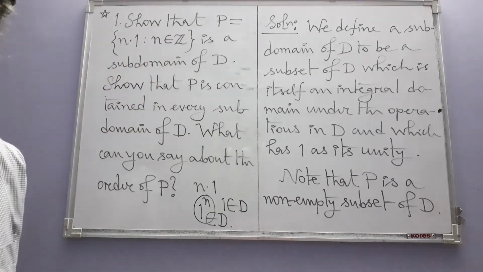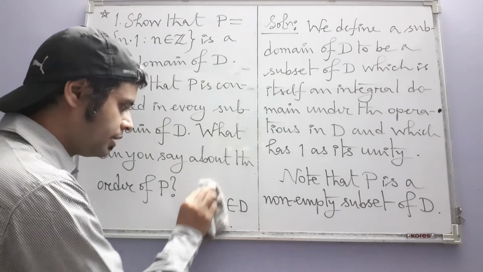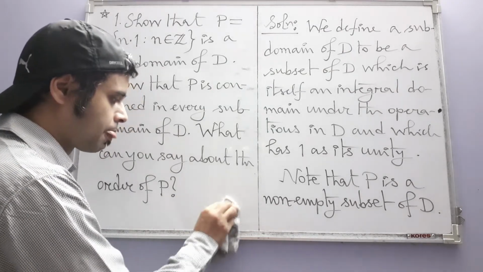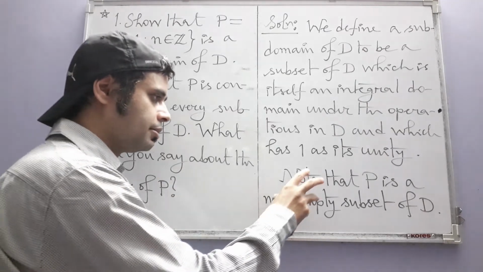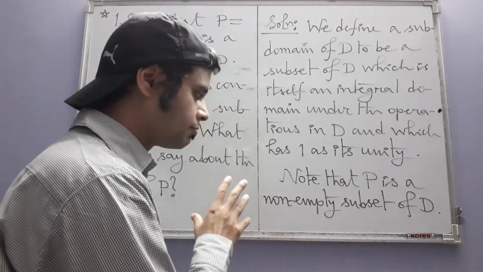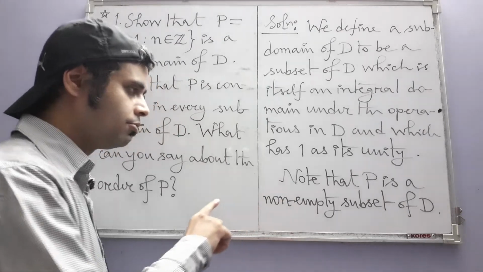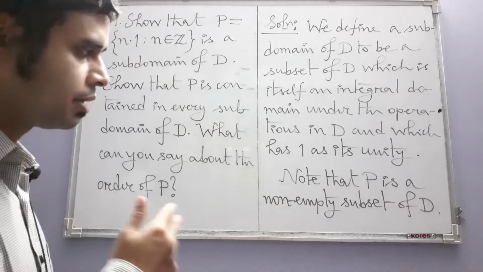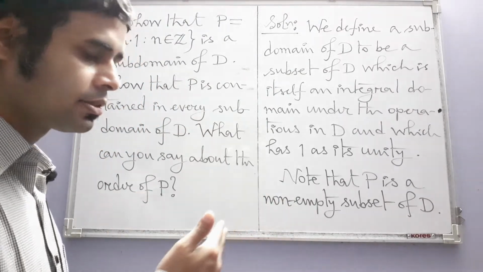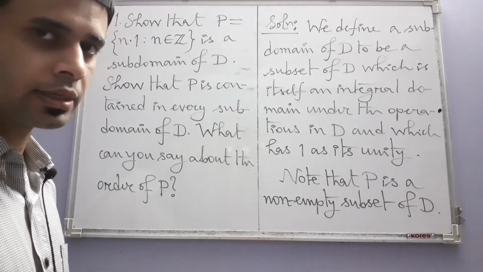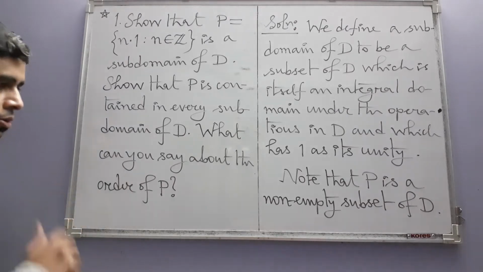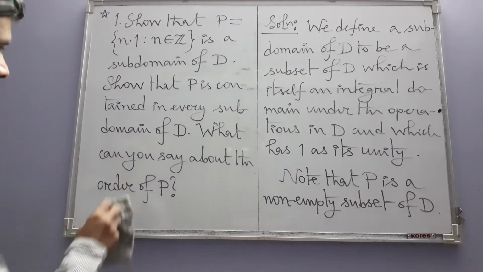Now let us apply the subring test on P. You recall that a non-empty subset will be a subring of D if, when you take two elements, say A and B, from that set, their difference A minus B and their product AB are both again in that subset. So now we need to do that for P.